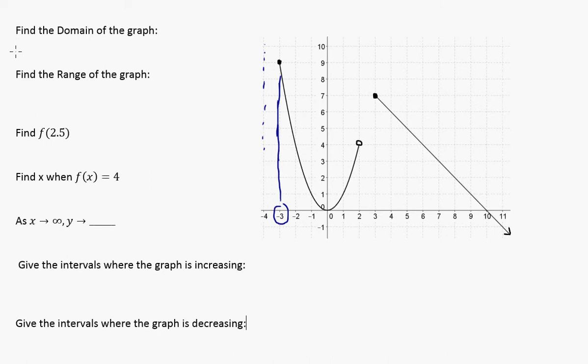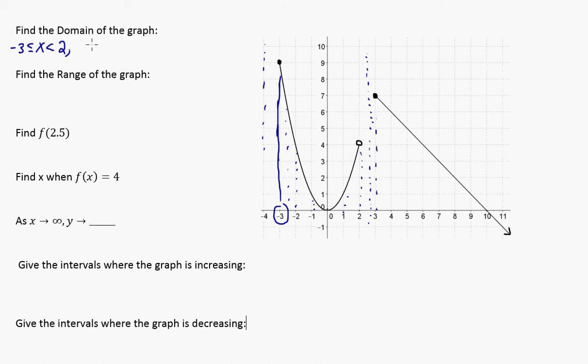So I know that -3 is in my domain, and all the values between -3, so -3, -2, -1, 0, 1, all the way up to 2, but not including 2 because of this open circle. So I know that -3 is less than or equal to x, which is less than 2, is part of my domain. That's the domain of this part of the graph. Now, 2.5 is not in the domain of my graph. That's why I had to stop this statement. 2.5 is not in the domain of my graph, but 3 is.